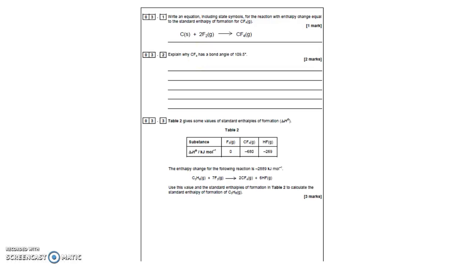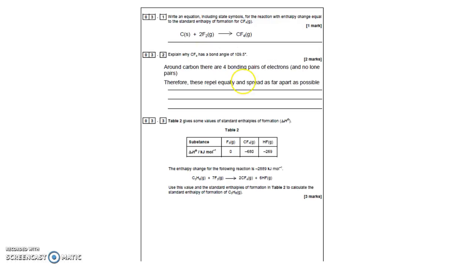Explain why CF4 has a bond angle of 109.5. It's because there's 4 bonding pairs. Every fluorine wants to gain 1, carbon in group 4 wants to gain 4. So CF4 has 4 bonding pairs. All 4 electrons on the carbon atom are used up in the 4 bonds. There's 4 bonding pairs, and they repel equally and get as far apart as possible, and that creates a bond angle of 109.5.